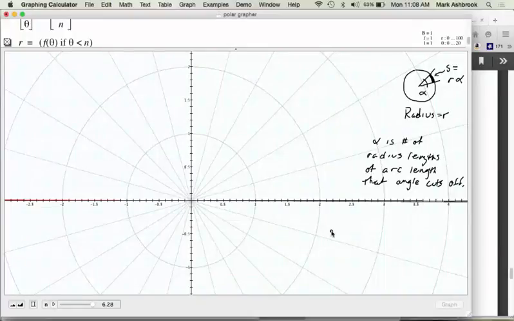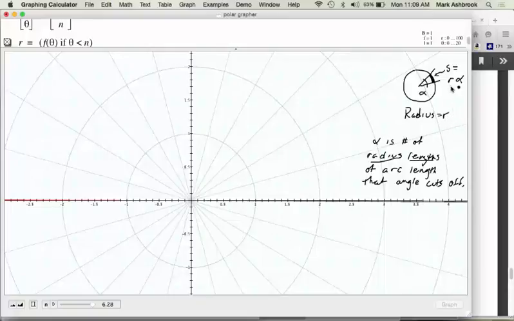That's right. So what is a radian? A radian is the number of radius lengths of arc length that the angle cuts off. That's what we're measuring alpha in. So for this one, it's about 1/2 of a radian, pretty close to half a radian. Why? Because that is like 1/2 of a radius length. So arc length is radius times angle.